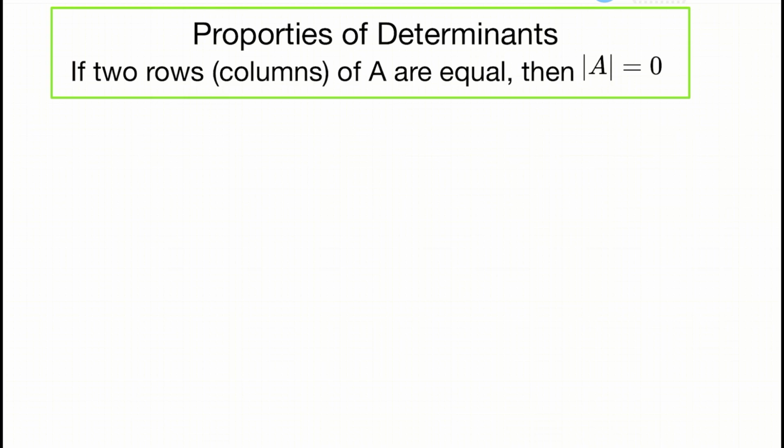What I'm going to look at today in this video is one particular property. If two rows or columns of a matrix A are equal, then the determinant is equal to 0. And I want to show this, not prove it, but show it by doing a couple of examples. The first case where there are two identical rows, and the second case where there are two identical columns, and show that they both equal 0.